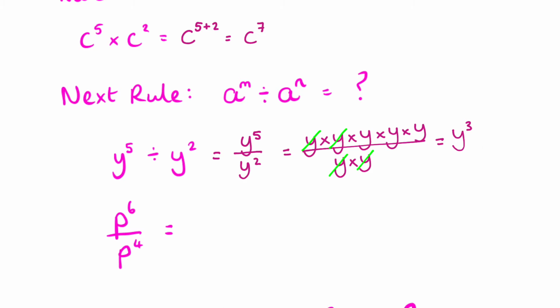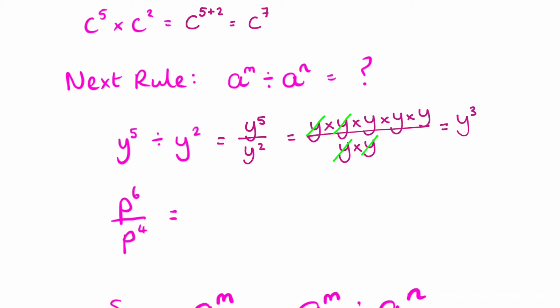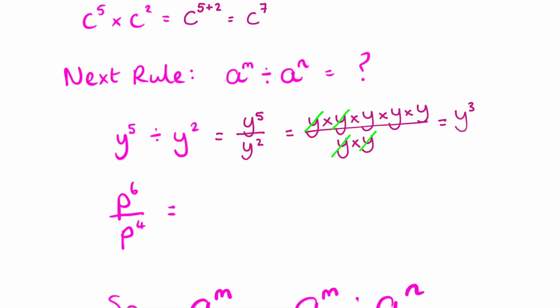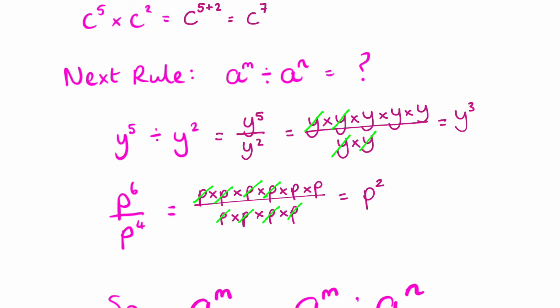Okay, let's have a look at this next one with p's in it. So again, we're going to write it out in full. So p to the power 6, p times p times p times p times p times p, over p to the power 4, p times p times p times p. Right, so we're going to be cancelling like we did in the last one. So we can cancel any p on the top with any p on the bottom. So we can see that what we're left with here is just p times p, which is p squared.